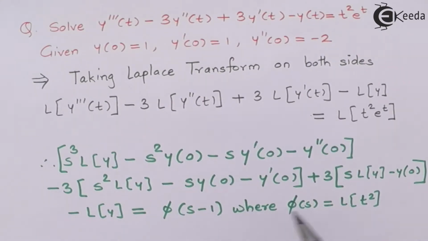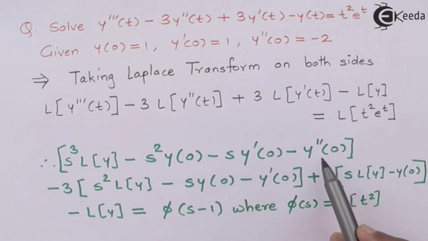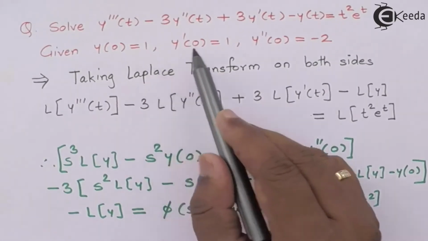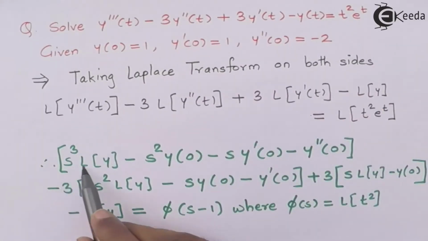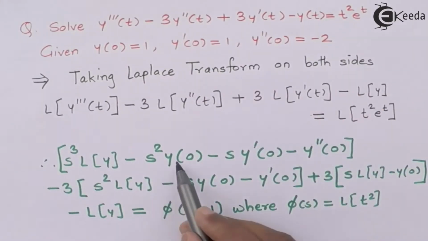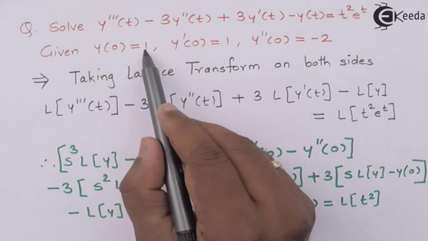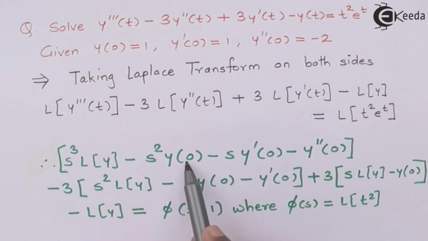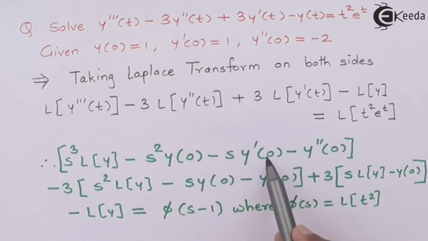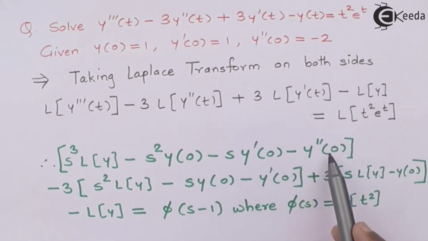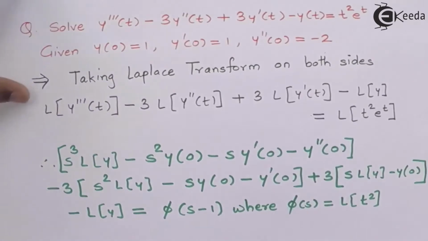Now guys, before proceeding, we will also put the values of y of 0, y dash of 0 and y double dash of 0, because these values are given in the question. So here this s cube Laplace of y will remain as it is. Here at y of 0 I'll put the value 1, so that will be negative s square. Here it is 1, so negative s, and here it is minus 2, so positive 2. So let's see what we get.